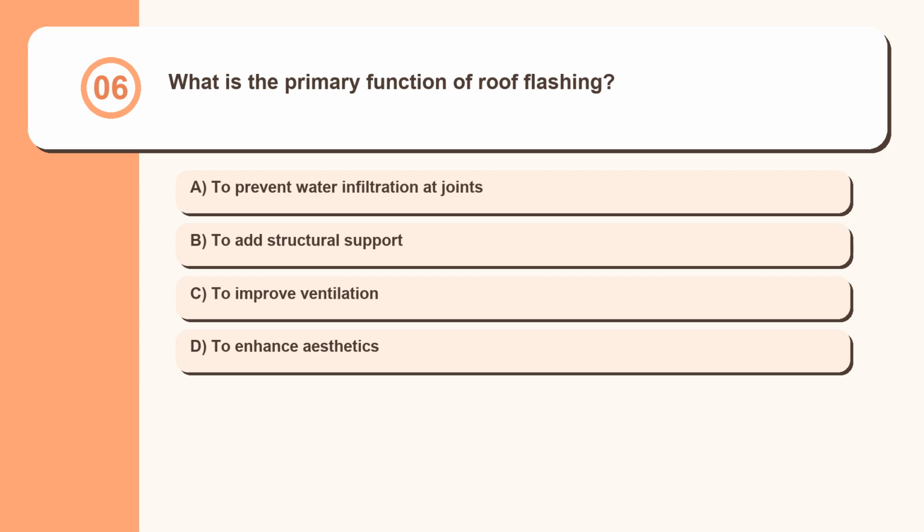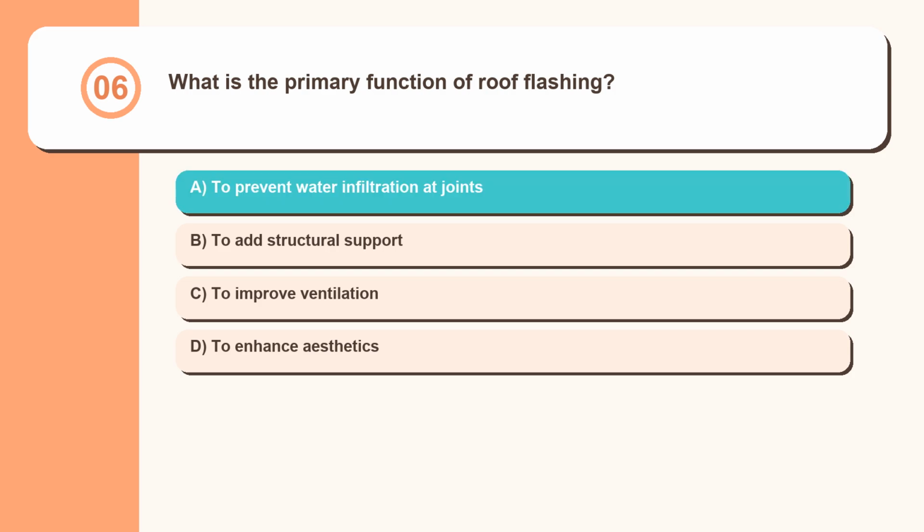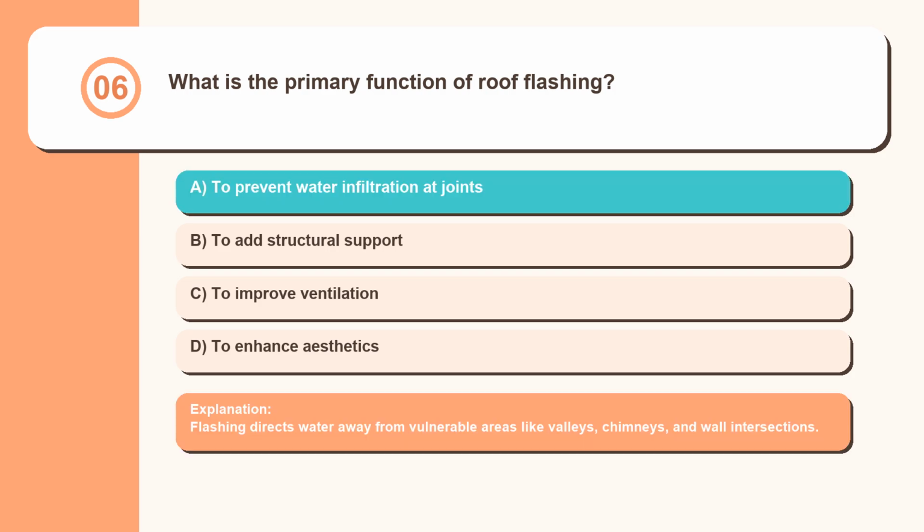Question 6. What is the primary function of roof flashing? To prevent water infiltration at joints, to add structural support, to improve ventilation, to enhance aesthetics. Flashing directs water away from vulnerable areas like valleys, chimneys, and wall intersections.